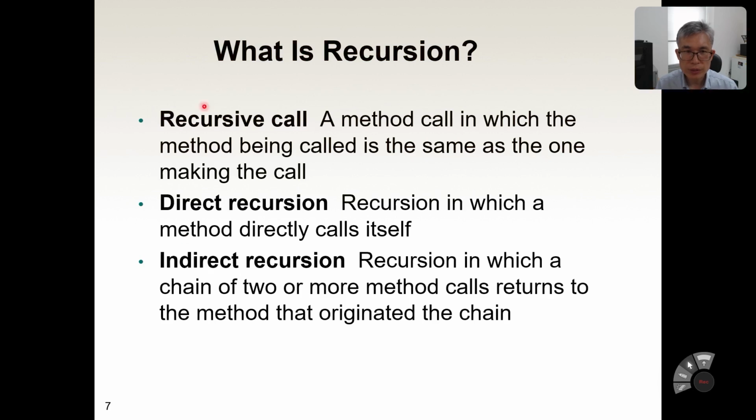So what is recursion? A recursive call is a method call in which the method being called is the same as the one making the call. Direct recursion and indirect recursion. Direct recursion is recursion in which a method directly calls itself. On the other hand, indirect recursion is recursion in which a chain of 2 or more method calls returns to the method that originated the chain.